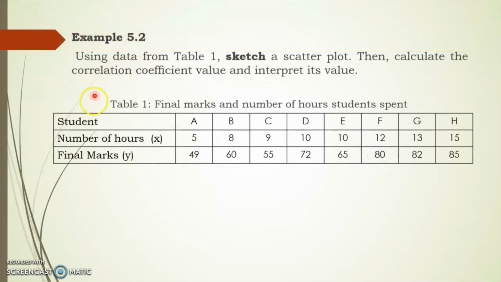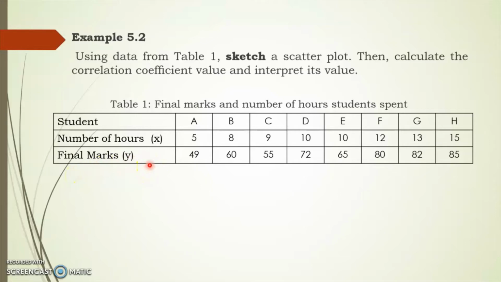Now let's take a look at an example to practice this formula. For example, using this data, calculate the correlation coefficient value and interpret its value. So what data is this? It's about students' number of hours, student A to student H. They recorded the number of hours that these students spent to study. Student A spent 5 hours, student B spent 8 hours, and so on. And then they also recorded their final marks.